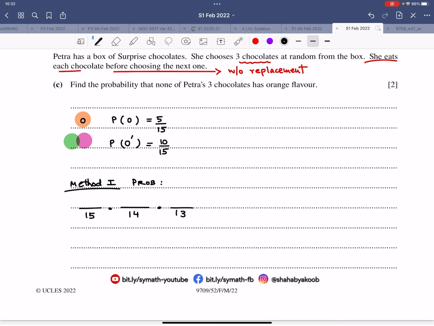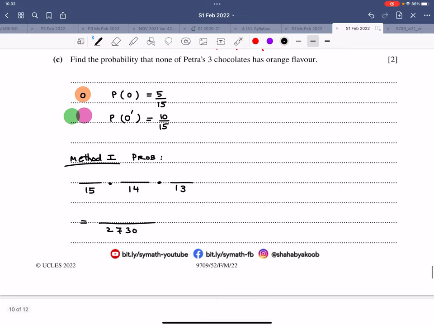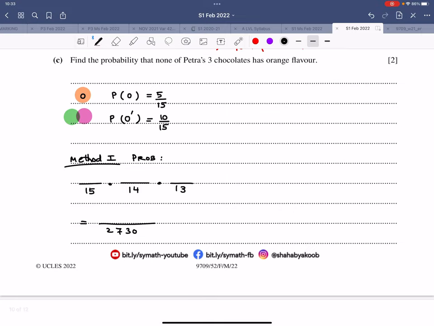Let me first do that. That is 15 into 14 into 13. That comes out to be 2730. The numerator is not orange. So not orange is 10 and 9 and 8. That is the answer for this particular part. Think about it all over again. First of all, this is not orange. So therefore, this is 10 and 9 and 8. And then the denominator is such and such. So the numerator is 720.